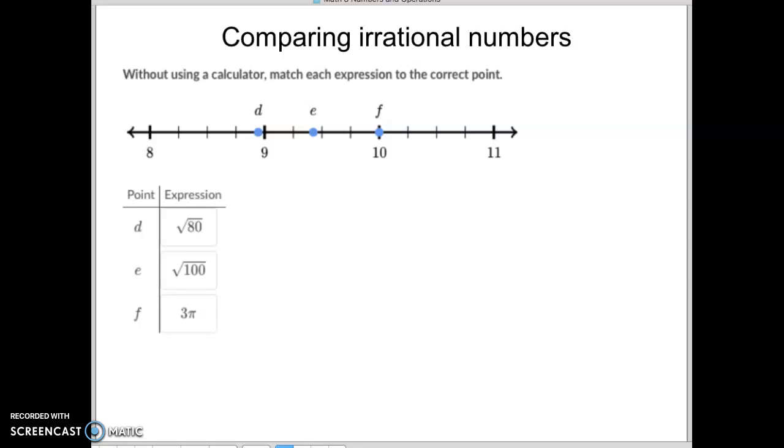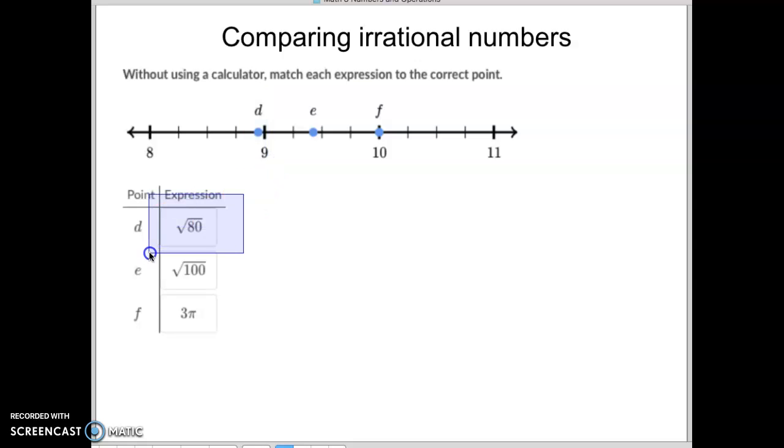All right, on this next one, Math 8, comparing irrational numbers, we need to match up these three numbers right here with these 3 points right here. So let's look at letter D first. Letter D, we need a number that is just less than 9, okay?